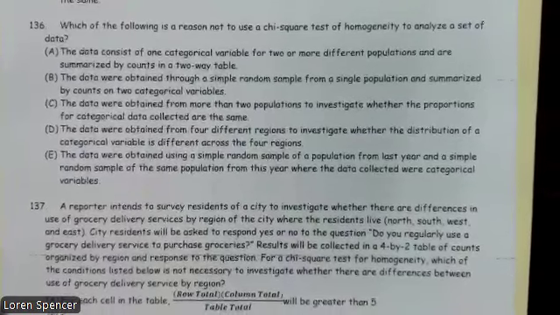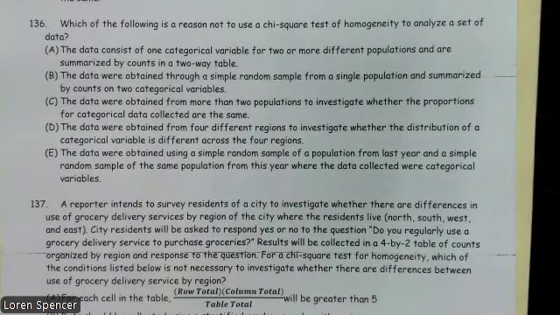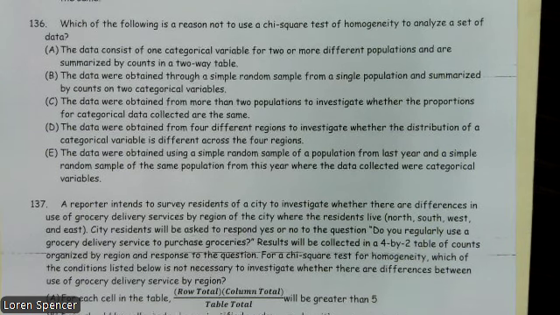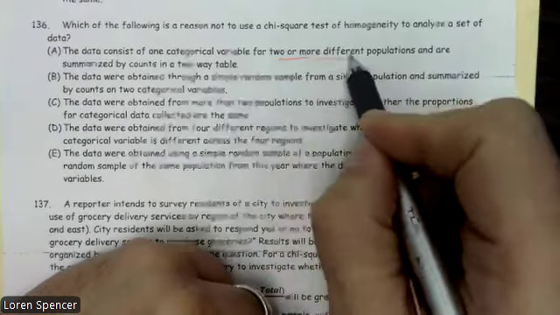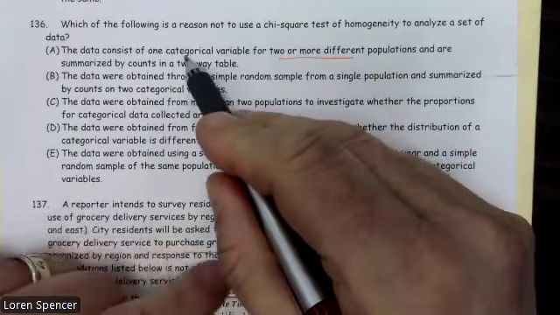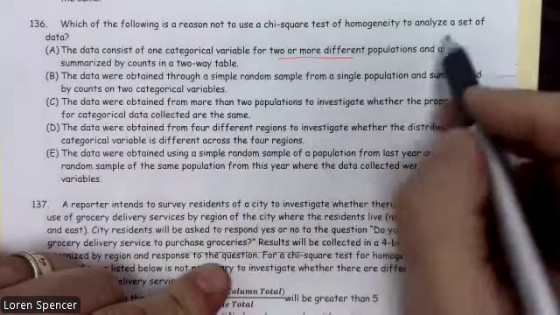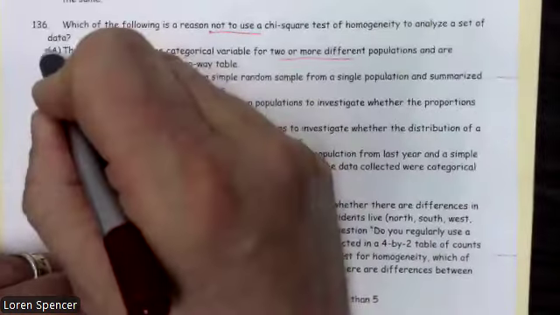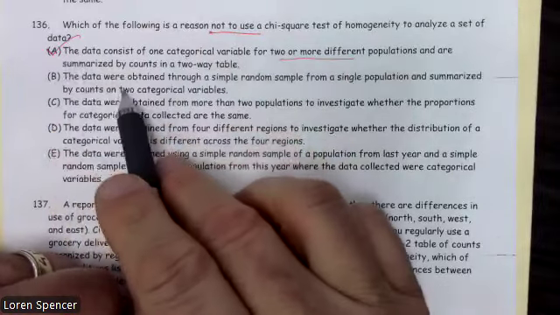All right, 136. Which of the following is a reason not to use a chi-square test of homogeneity to analyze a set of data? The data consists of one categorical variable for two or more different populations. Well, two or more populations, that's two samples, one categorical variable. That is homogeneity, and it says not to use it, so this is a good chance to use it. That's not my answer.